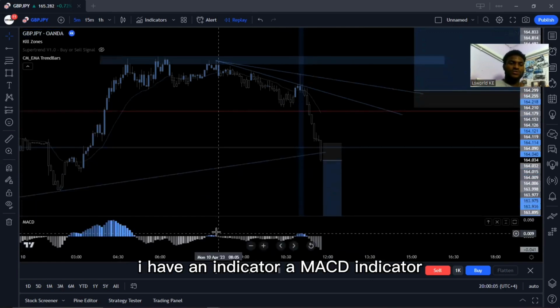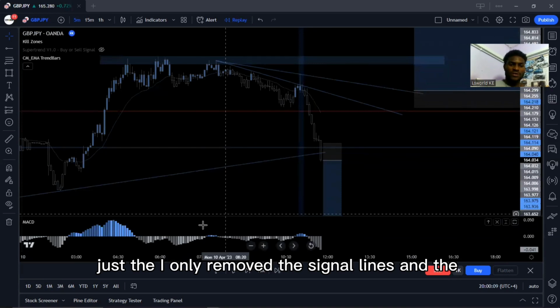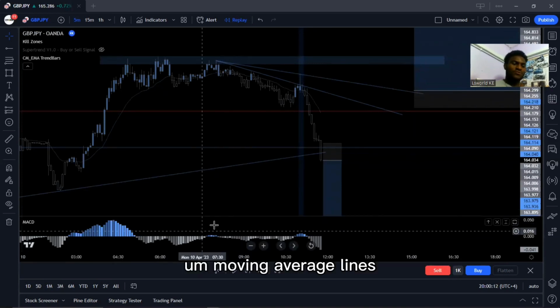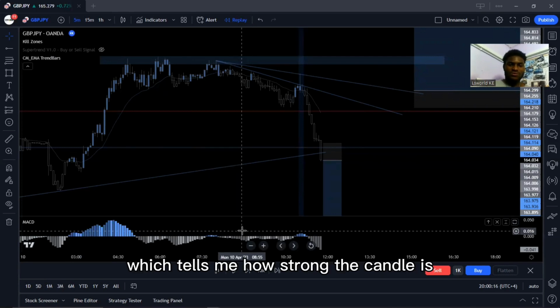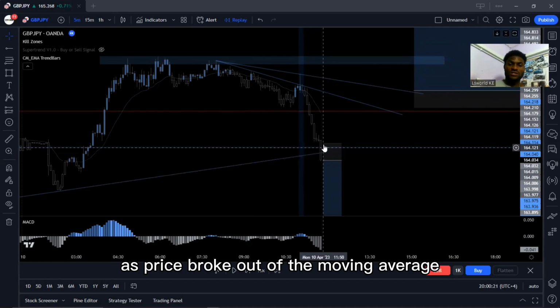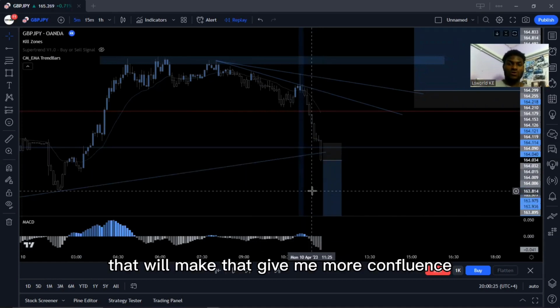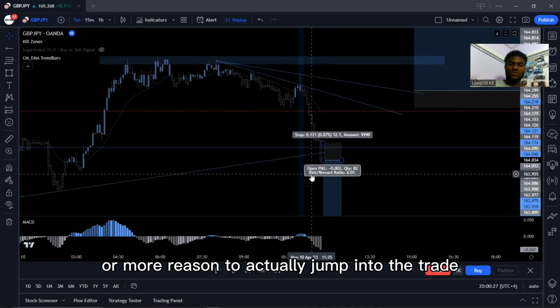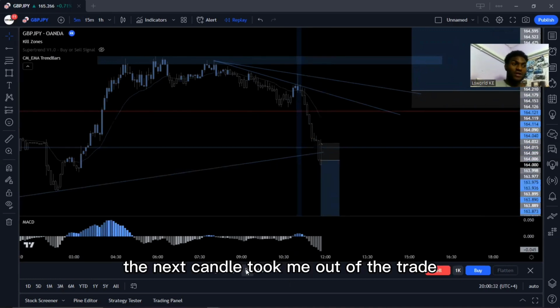I have an indicator, a MACD indicator, no settings, just the MACD. I only remove the signal lines and the moving average lines because I don't really need them. All I need is the volume and the momentum, which tells me how strong the candle is. So I saw price broke out of the trend line with a very strong momentum. That gives me more confluence, or more reason, to actually jump into the trade. So I jumped into the trade over here, and immediately the next candle took me out of the trade.